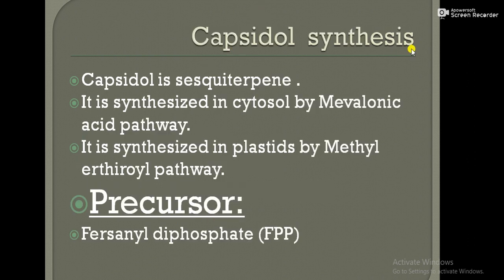Now we discuss Capsidiol synthesis. How is Capsidiol synthesized in plants, because phytoalexins are produced by plants? These are sesquiterpenes, as we discussed earlier. They contain 15 carbon and 24 hydrogen atoms. Where are they synthesized? In the cytosol. Cytosol is the liquid portion of the cell. There are two pathways. One is the mevalonic acid pathway, by which they are synthesized in the cytosol, and the other is the methylerythritol phosphate pathway, called the MEP pathway, by which they are synthesized in the plastids.